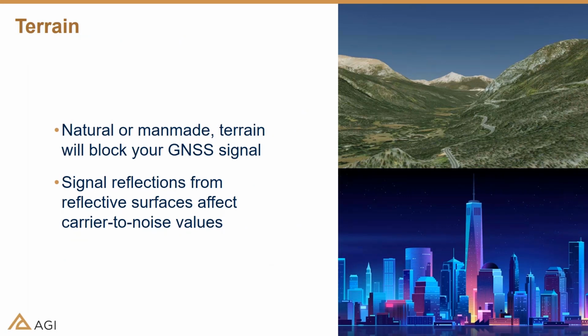All right, moving down from the satellite's broadcasting. Now you might have some terrain issues. Whether it's natural or man-made, terrain will block your GPS signal. There's a picture here from our Cesium globe that shows different levels of terrain on the top. Also, if you're in a city, signal reflections from the reflective surfaces will affect the carrier to noise values in your GPS receiver. Not only will the buildings block your signal, just as man-made terrain would, or natural terrain would, but the reflections will affect your carrier to noise. So that's another issue we'll have to deal with.